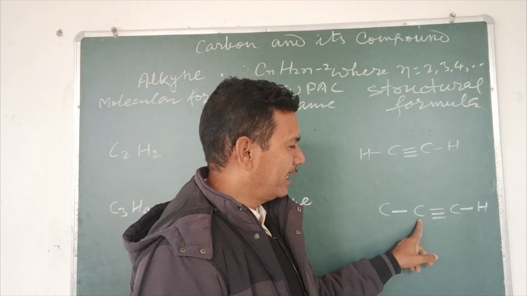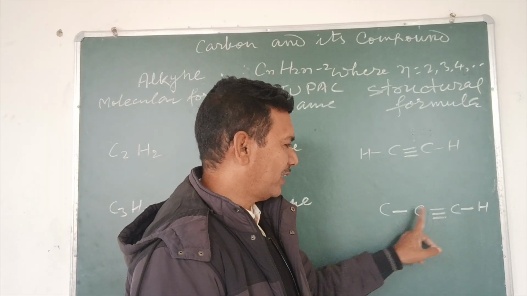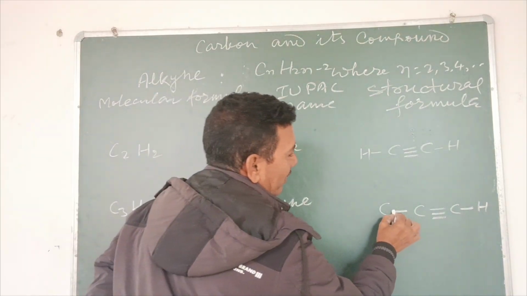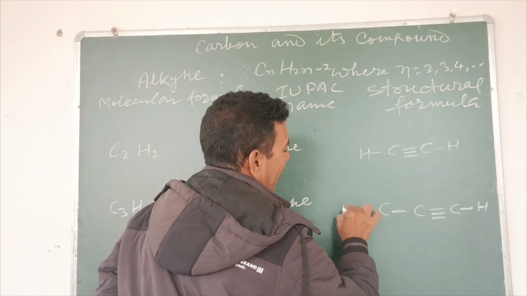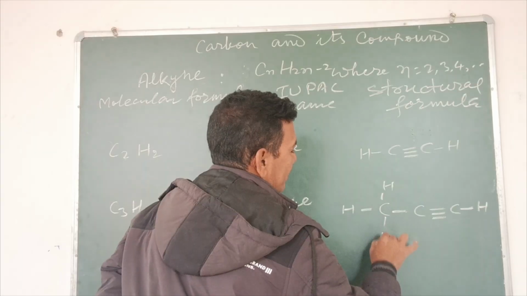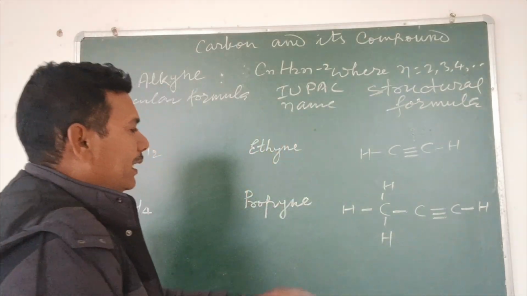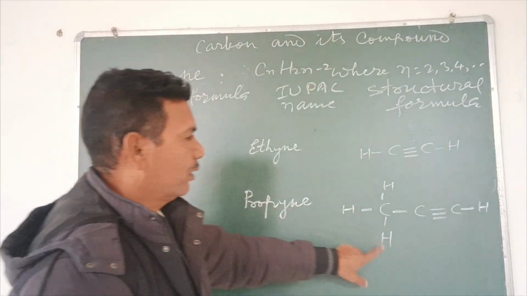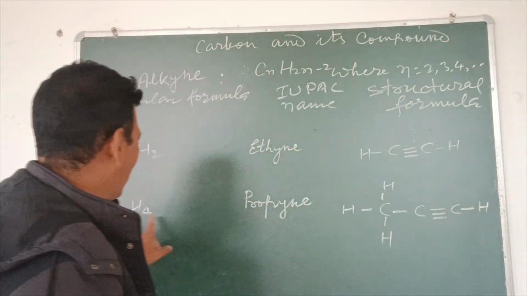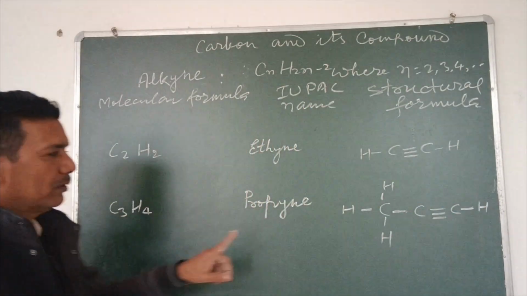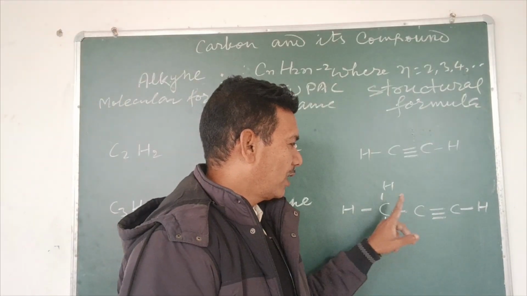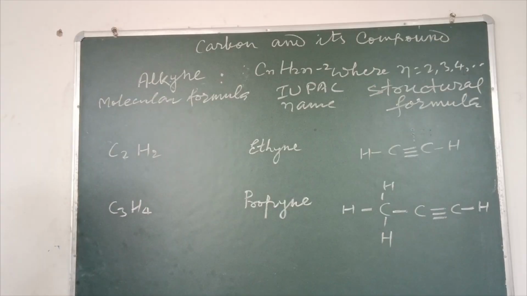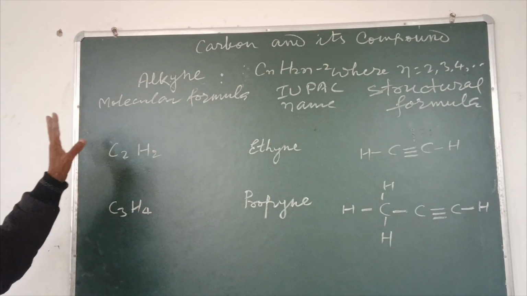This carbon has already completed tetravalency: 3 from this, and this one becomes 4. Here this carbon has only a single bond, so we will put 3 hydrogen atoms to complete its tetravalency. And then if we count the number of hydrogen atoms, it will be 4: 1, 2, 3 and 4. And if we count the carbon number, which must be 3, we can see 1, 2 and 3. In this manner we can write the structural formula of the alkyne group.